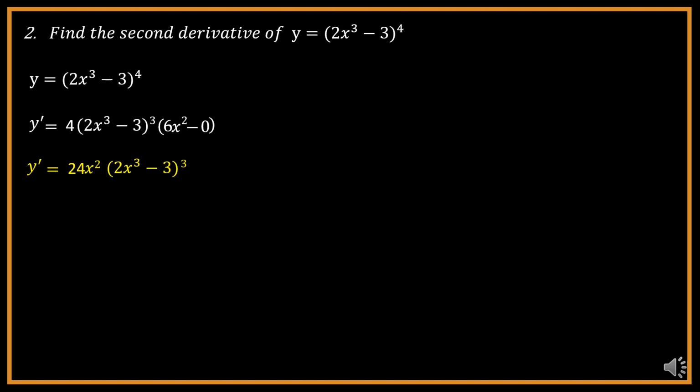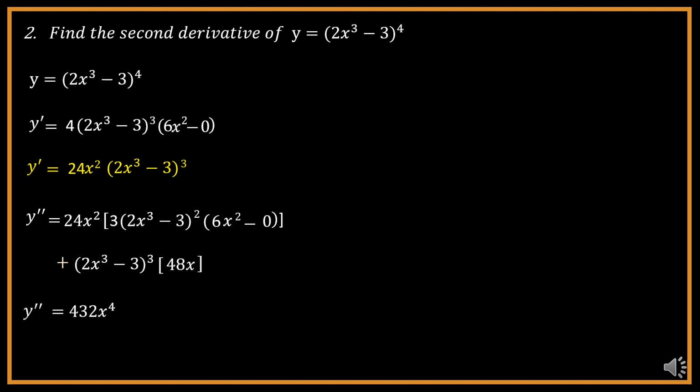The second derivative is the derivative of this first derivative. Using the derivative of a product, the second derivative is equal to, just copy the first, 24x squared, multiplied by the derivative of the second using the power rule. Just copy the exponent, which is 3. Copy the base, 2x cubed minus 3. Then subtract 1 from the exponent, it becomes 2. Multiplied by the derivative of 2x cubed minus 3, which is equal to 6x squared, minus the derivative of 3, which is equal to 0.